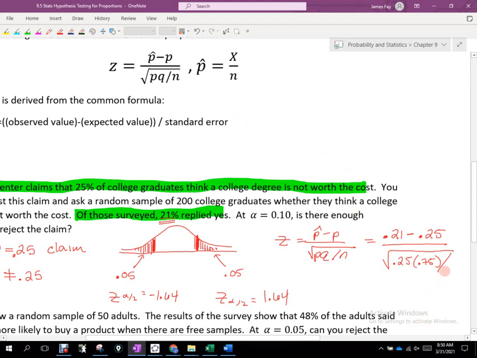Even though I didn't tell you how many people said yes, I told you that as a percentage, I still do need to know how many people were sampled, right? In this case, there were 200 people sampled. In this story, they could have said 200 college graduates were sampled, 42 of them agreed yes, so that would be equivalent to the 21%, right? So we can evaluate that. We can type that into our calculator. So we'll do that.